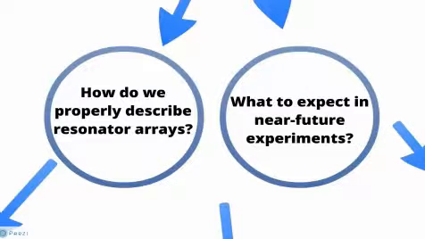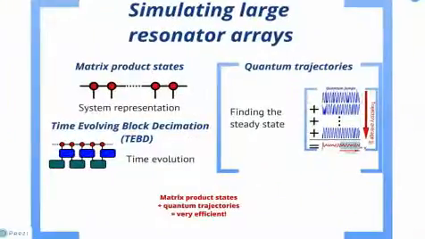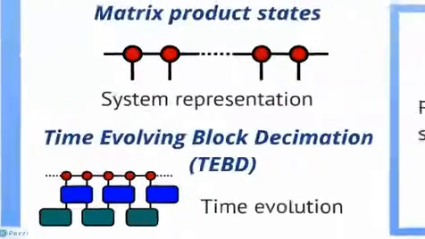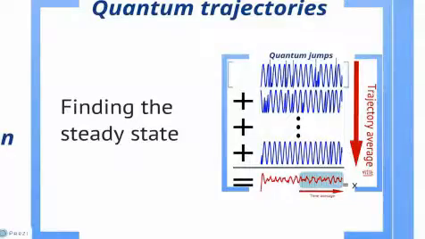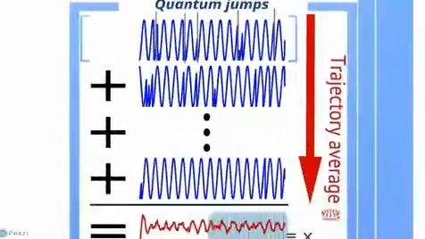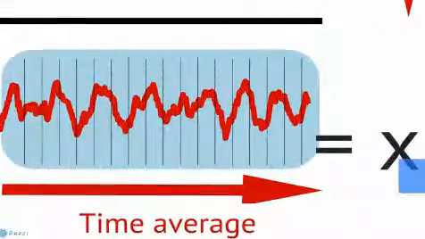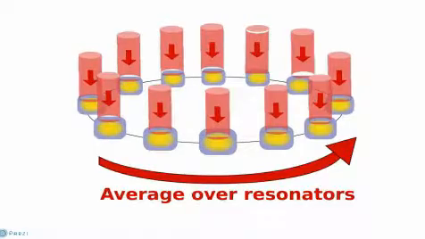Now onto the second part of our work. To anticipate near-future experimental arrays, we need ways to simulate large or medium-sized arrays. To solve for the steady states of these systems, we used a combination of the matrix product state representation to describe the array and quantum trajectories. We found that this combination is very efficient, as we can average over many independent trajectory realizations, but we can also average over time steps, and in many cases also over lattice sites.